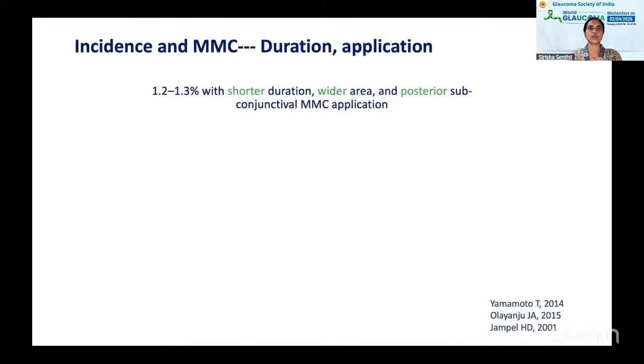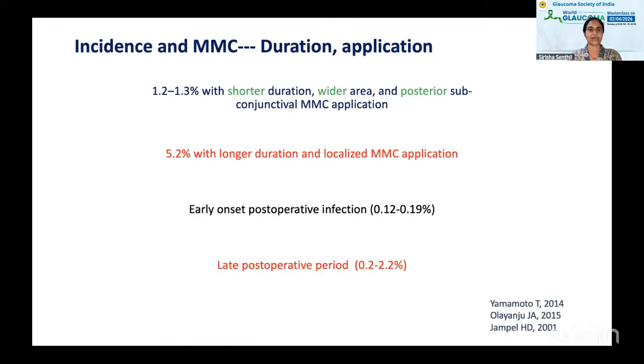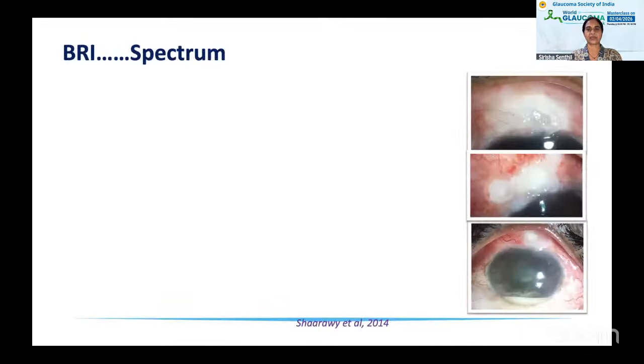It's also important to note that use of mitomycin C definitely increases the risk of infection. With the wider area application and a shorter duration that we use, obviously the infection is far less because the bleb morphology is much better. If the blebs are very thin or if they are leaky, they have a problem. And if there is a longer duration of use of mitomycin C or a localized application of mitomycin C, there is a far higher risk of developing endophthalmitis or blebitis. This can be present as an early postoperative infection or in the late postoperative period as well.